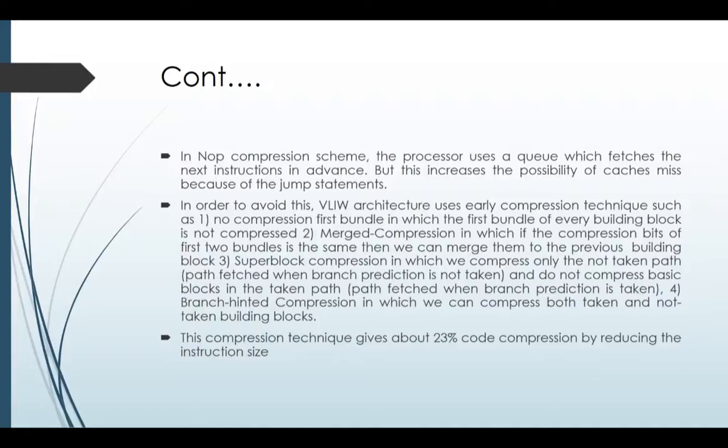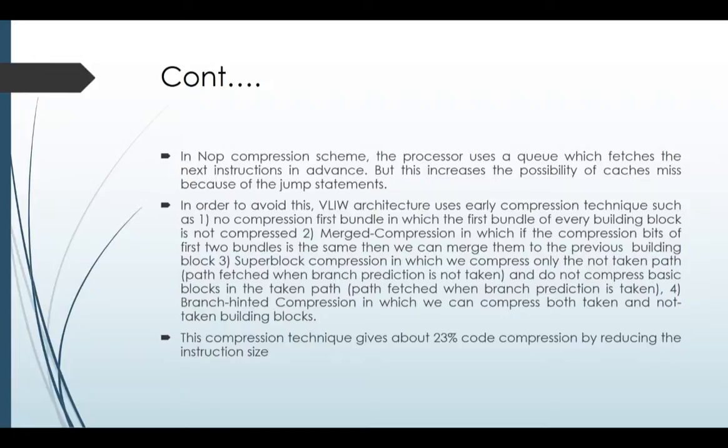In order to avoid this, we use a VLIW architecture, which uses an early compression technique. It has four types of early compression techniques. The first one is known as the no compression first bundle, in which the first bundle of all building blocks are not compressed. The second is the merge compression, in which if the compression bits of the first two bundles are the same, then we merge them into the previous building blocks.